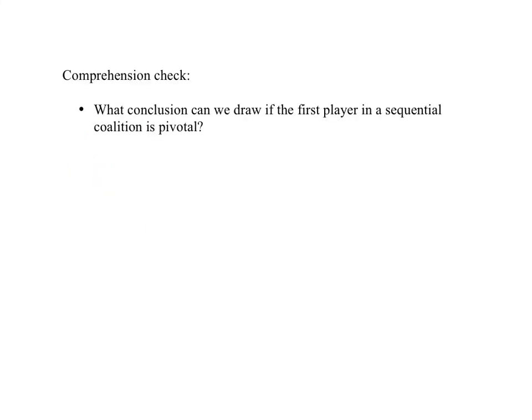Just as a comprehension check, it's useful to ask the following question: what conclusion can we draw if the first player in a sequential coalition is pivotal? So we are looking at some number of players, whoever they are. I'll make up some new letters. How about Y, W, Z, X, U, however many players there are? What would it mean if that first player is pivotal? Pause the video and think about that for a moment before going on.